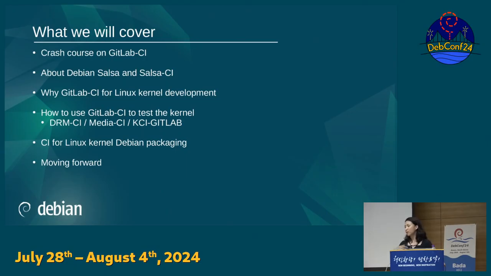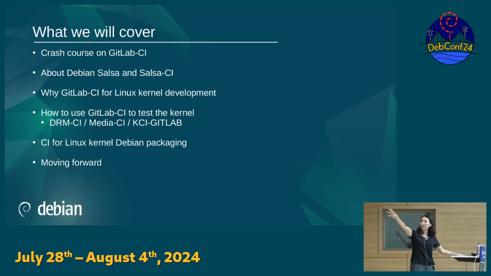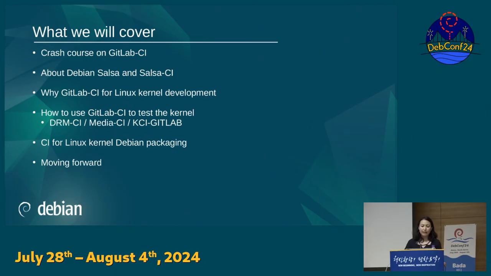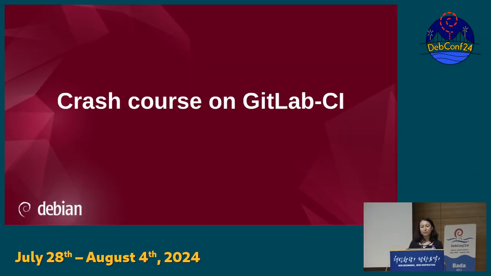So what we will cover in this talk: I wasn't really aware how many of you knew about GitLab-CI. It seems that a big part of you already uses Salsa CI, but I decided to add a really crash course on GitLab-CI. So we'll talk quickly about Debian, Salsa, and Salsa CI. And then we'll move to why GitLab-CI for Linux kernel development. And then how to use a few pre-made pipelines in GitLab-CI to test the kernel. So we'll cover those three types. Then a bit about the CI for Linux kernel Debian packaging, and future steps.